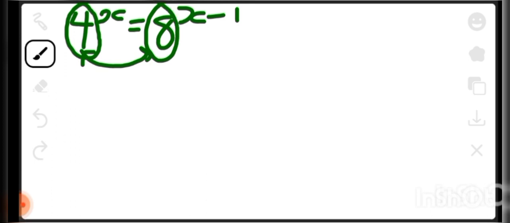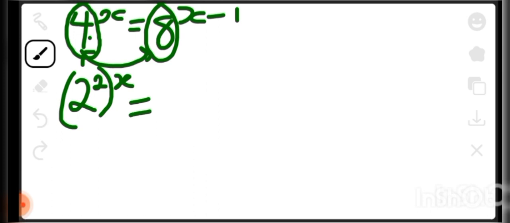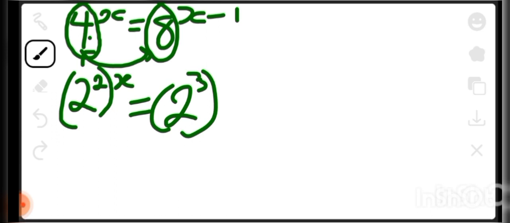Yes, we have a number like that, which is 2. How is it 2? Because 2 raised to power 2 is equal to 4. So this one will give us 4, then raised to power x, that is 4 raised to power x. In the same way, 2 raised to power 3 is equal to 8. Then we now have 8 raised to power x minus 1. Simple as that.